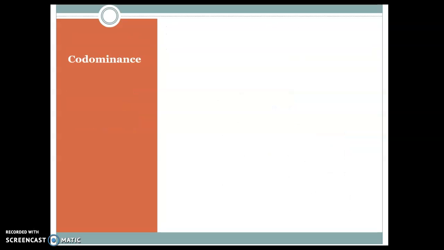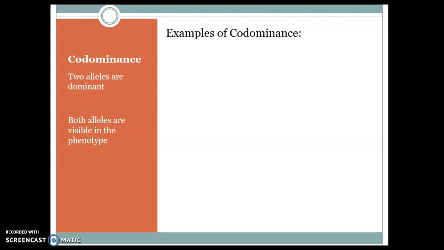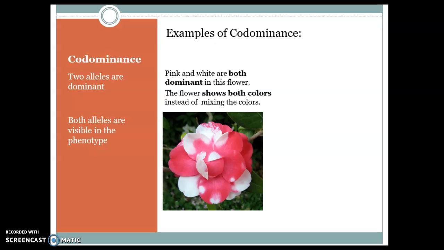Our next pattern is called codominance. So in this case, we have two alleles, but they're both dominant. Remember, when dominant is present, dominant will be expressed. So if both are dominant, then both will be expressed, keeping their own phenotype. So we end up getting kind of combinations here. Instead of mixtures, we have two things show up.